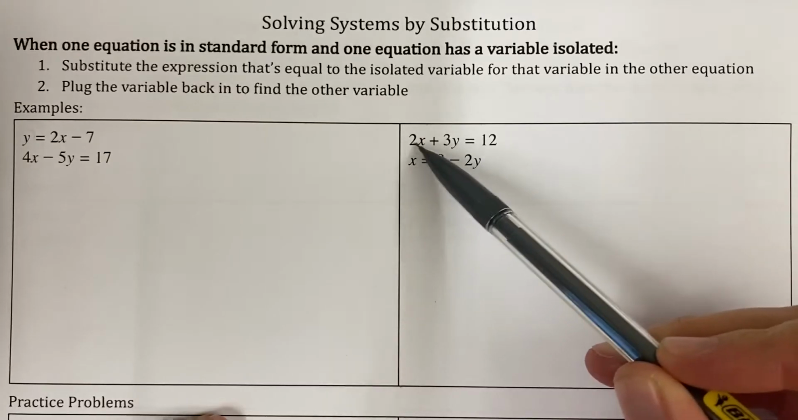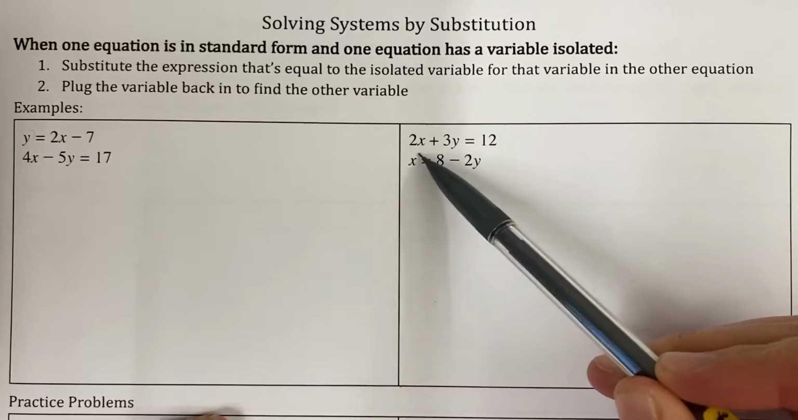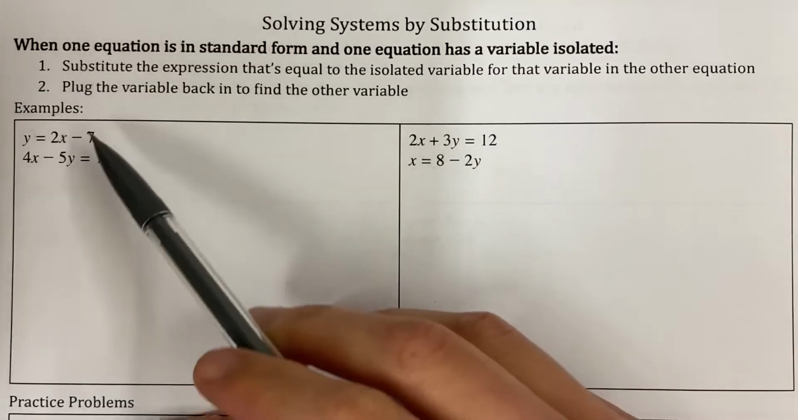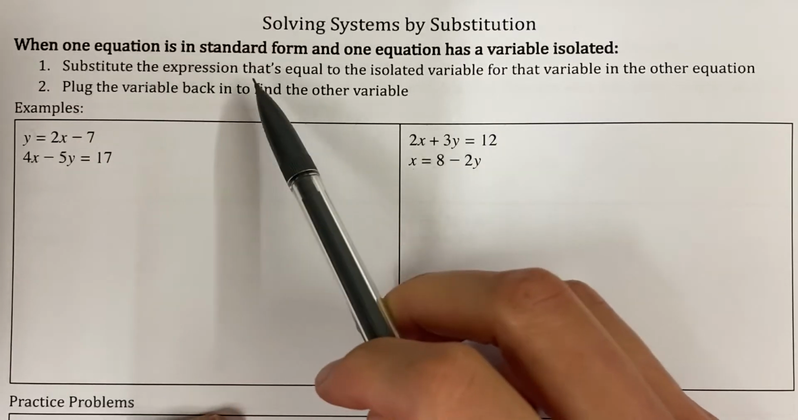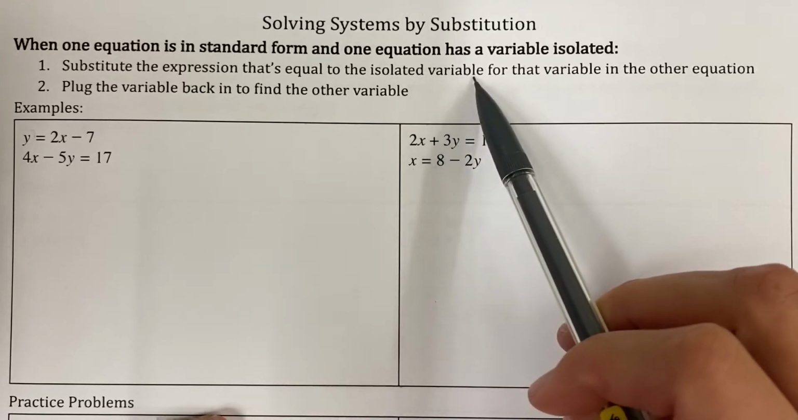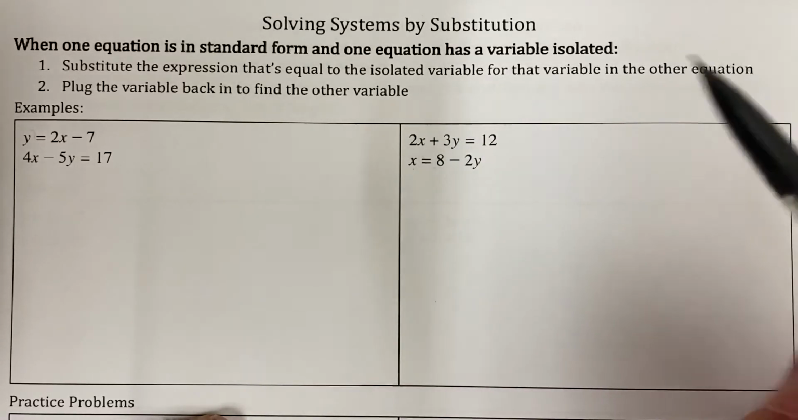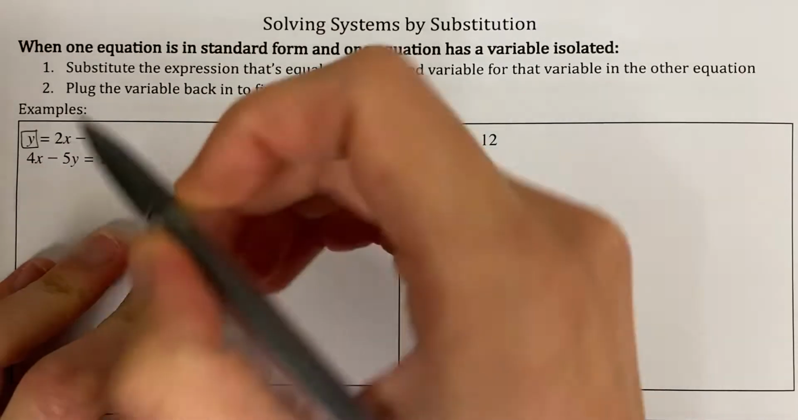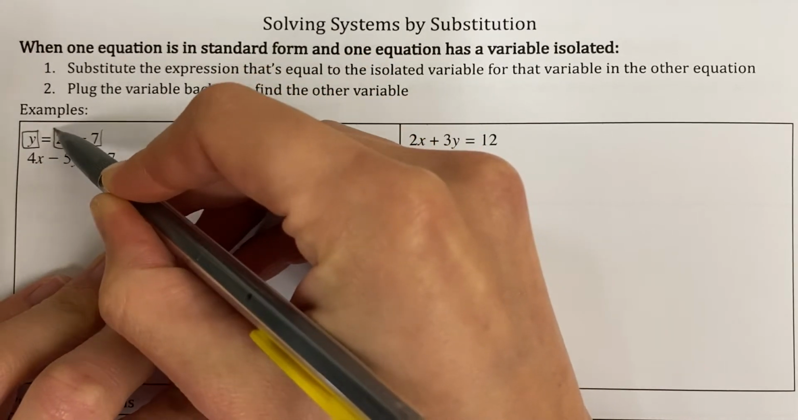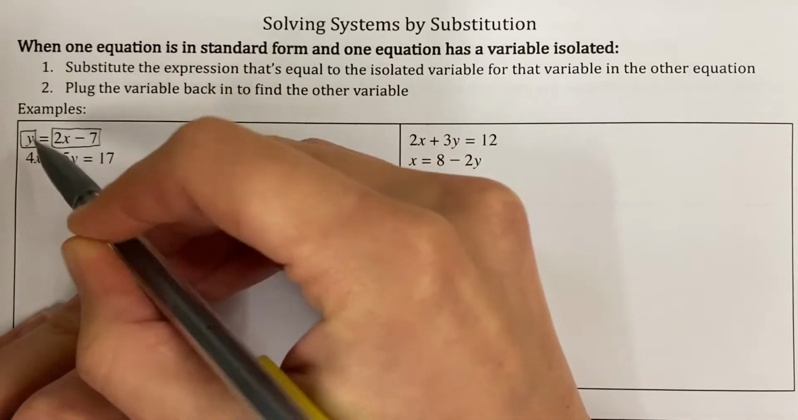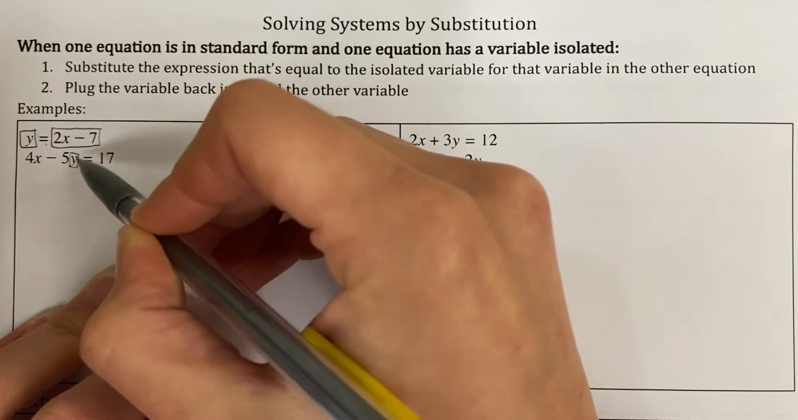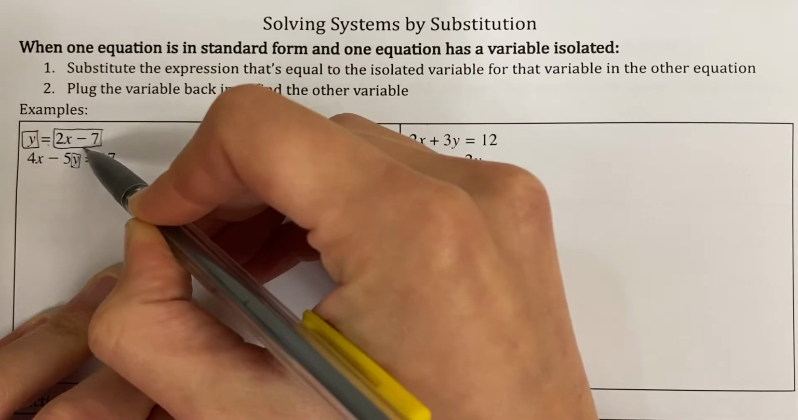In this case, again, we have one equation in standard form, and this time it's the x that's isolated on one side of the equal sign. Okay, so how do we solve this? We're going to substitute the expression that's equal to the isolated variable for that variable in the other equation. What does that look like? That looks like this y right here is equal to this expression. It's the same. That's what this equal sign means. So this y over here, which is the same as this y, that is also equal to this expression.